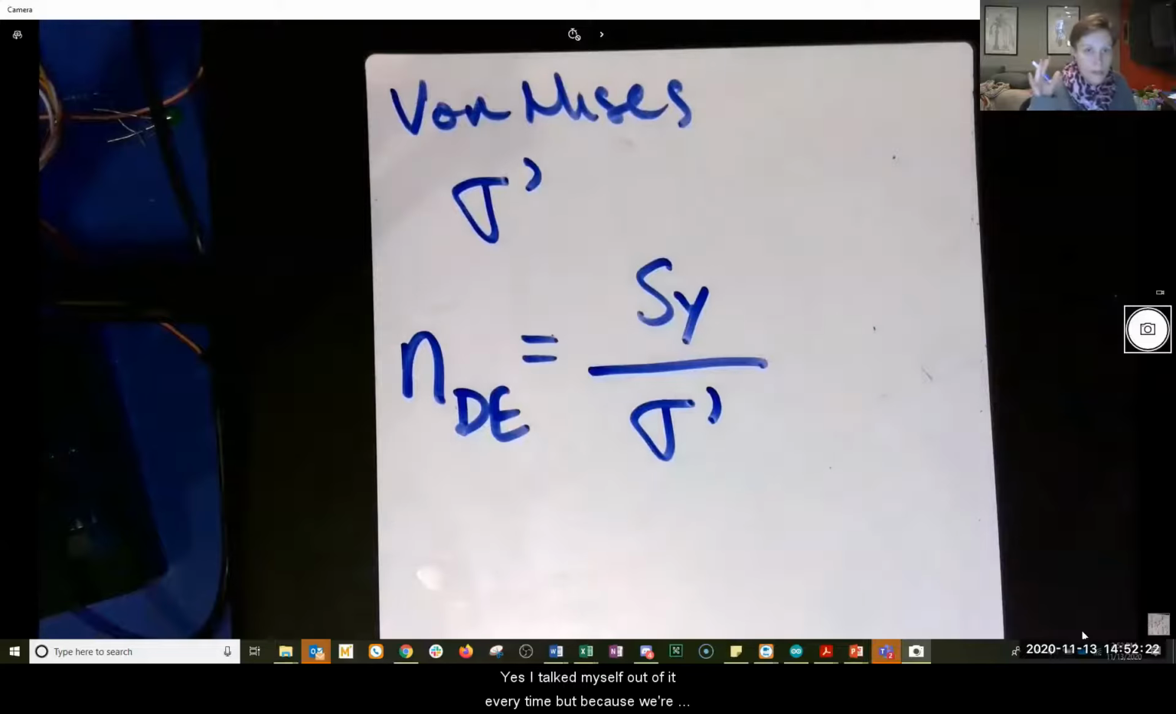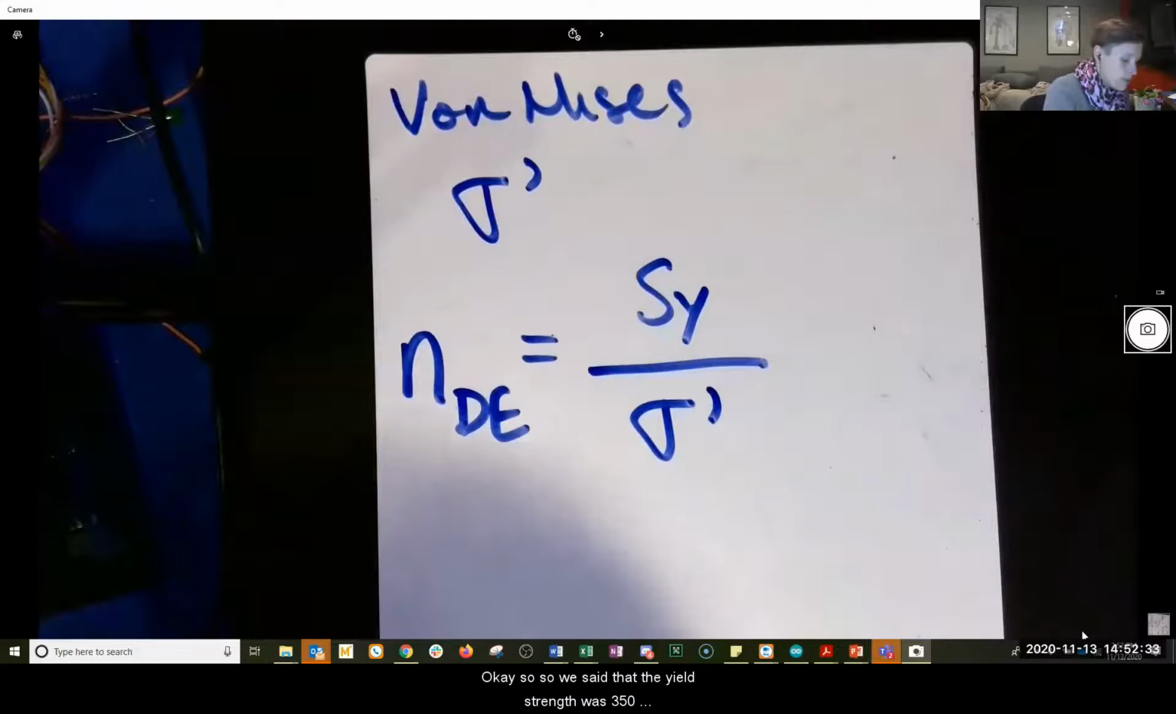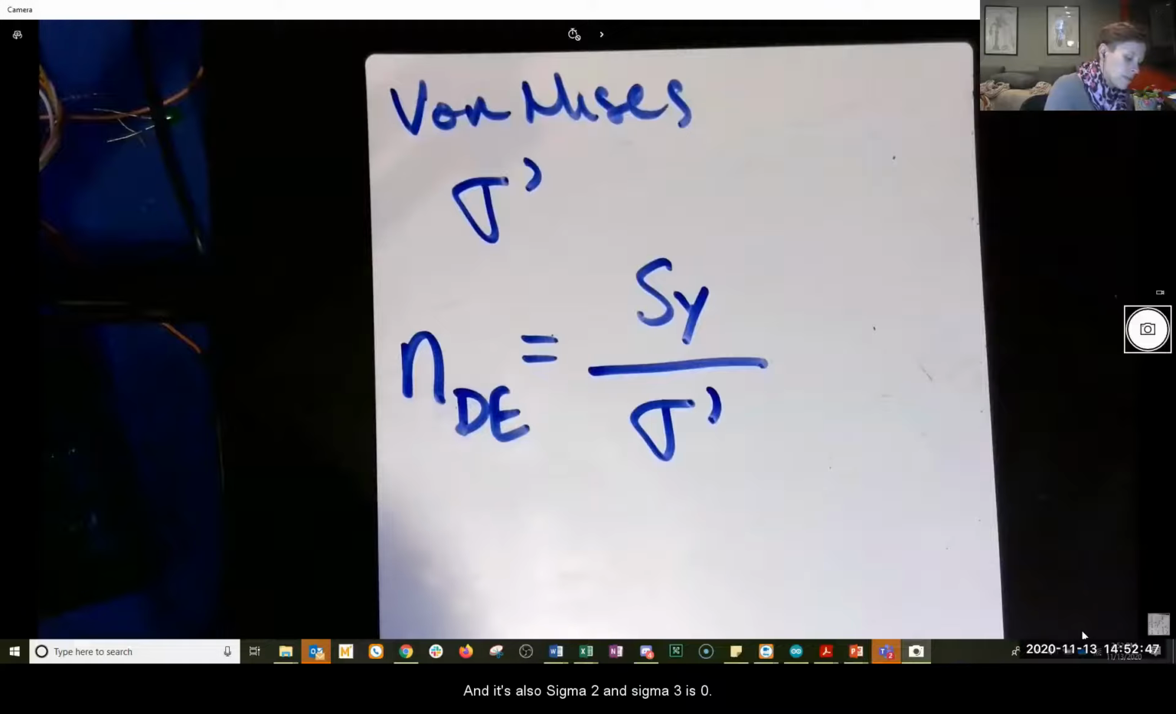Yes, I talk myself out of it every time, but because we're overestimating failure with maximum shear stress, the factor of safety goes down. Okay, so we said that the yield strength was 350 megapascals, sigma x was 100, and that's sigma 1, and it's also sigma 2, and sigma 3 was 0.